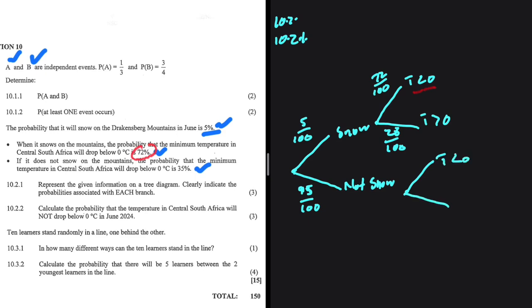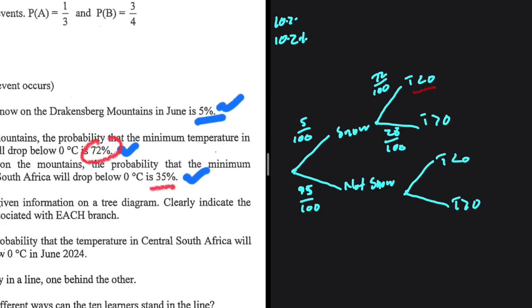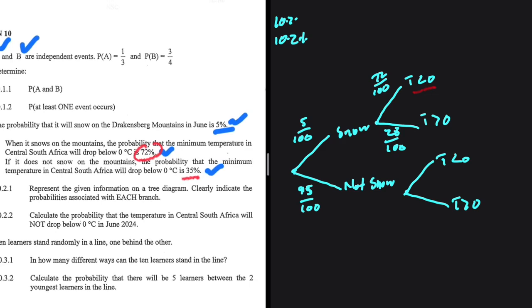So t less than 0, t greater than 0. Okay, so if it does not snow, what is the probability that the temperature will go below 0 degrees Celsius? It is given to us as 35%. So if it does not snow, there's a probability that the temperature will be less than 0, which is 35 divided by 100. Obviously, for t greater than 0, we're going to have 65. Yes, 65 plus 35, 100. So we have 65 divided by 100 being the probability that it will not snow and the temperature will be greater than 0, which makes sense.